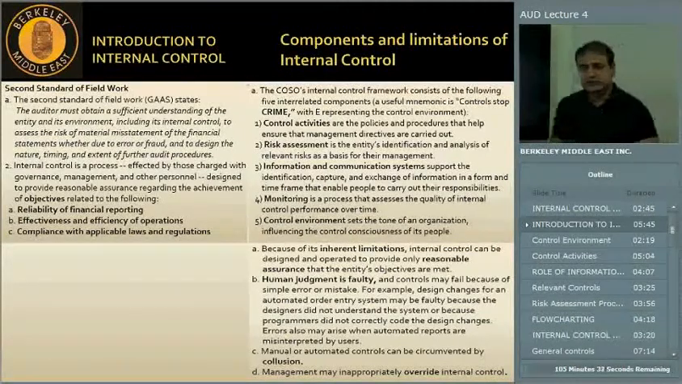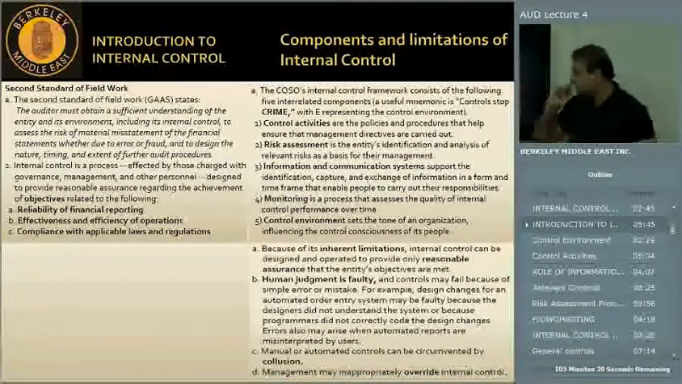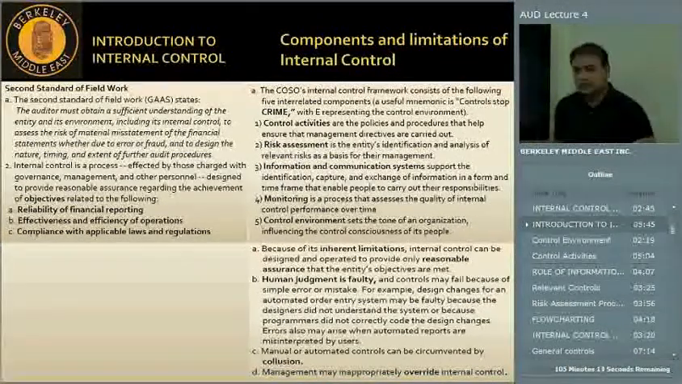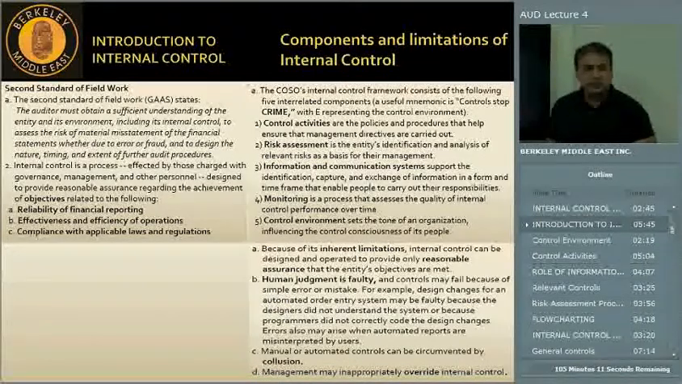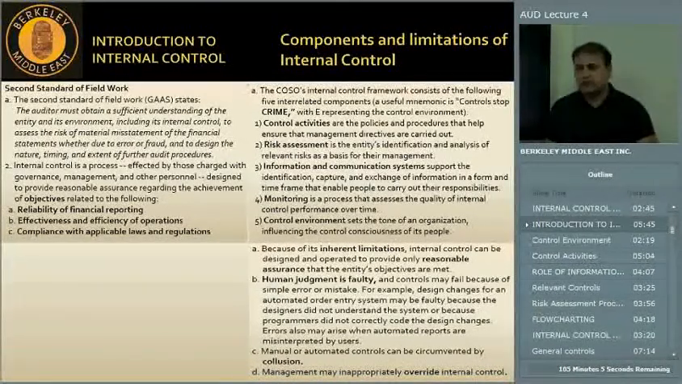Let's start our discussion. In Unit 1, we discussed 10 standards for attestations and 11 standards for GAS. So we are extending our discussion day by day. Today we have to study the second standard of the field work, which is by GAS. The auditor must obtain a sufficient understanding of the entity and its environment, because he has to base his decision, and his decision is vital for the organization. So without understanding the entity, it's nearly impossible to give some opinion.